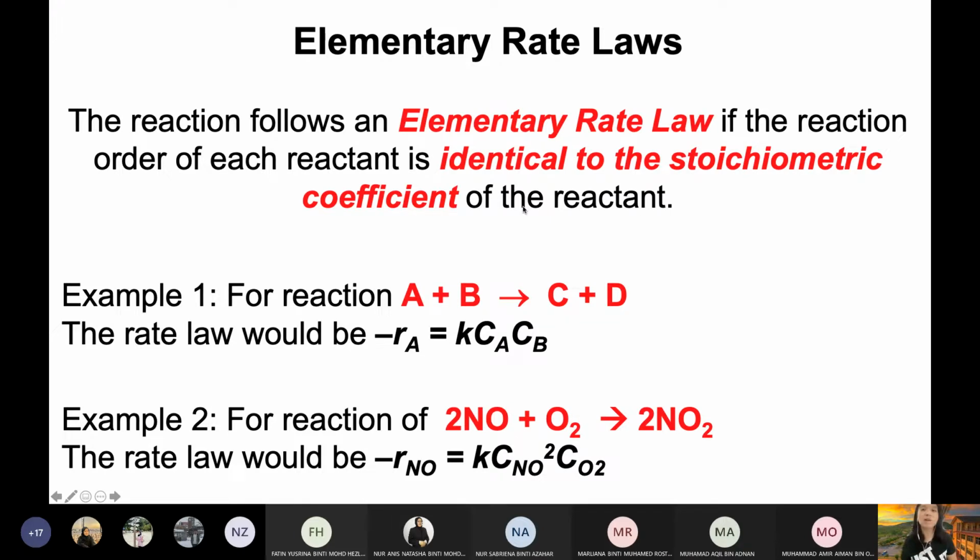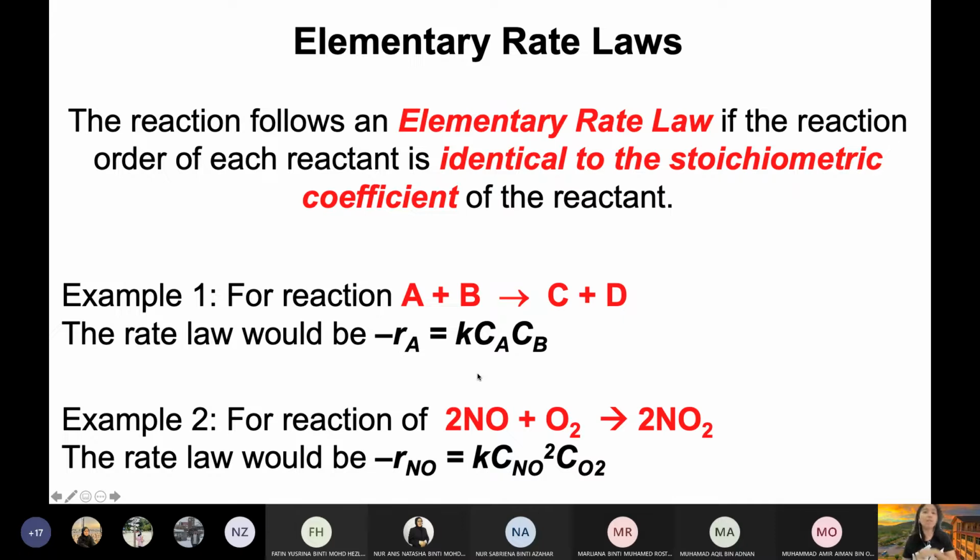Maknanya tertib tindak balas tu betul-betul mengikut perkadaran stoichiometrik. Okay, contohnya katakan kes kamu, reaction kamu 1A reacting with 1B, produce 1C, 1D. So the reaction order is first order with respect to A and first order with respect to B. Kamu ikut je stoichiometric coefficient tu. So become minus RA equals to K.